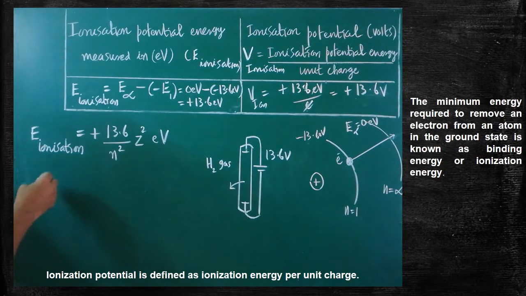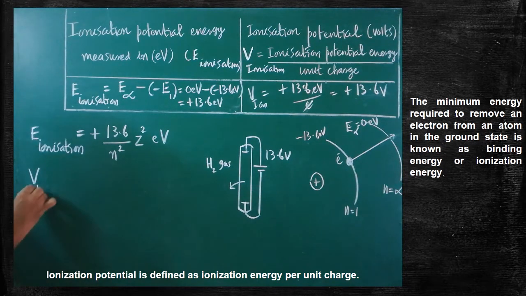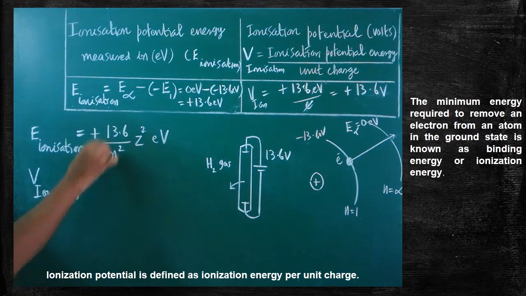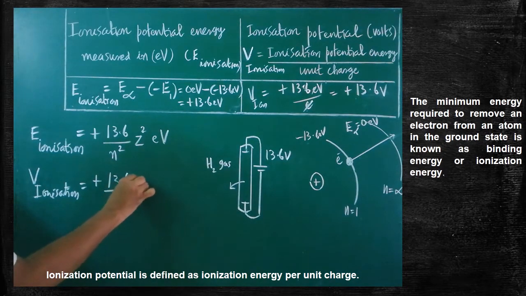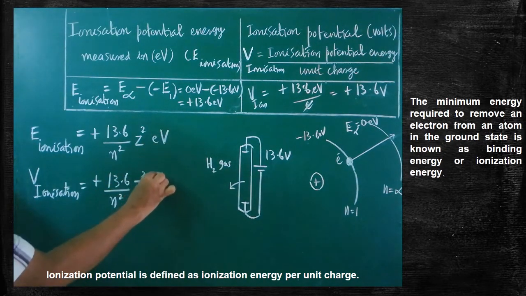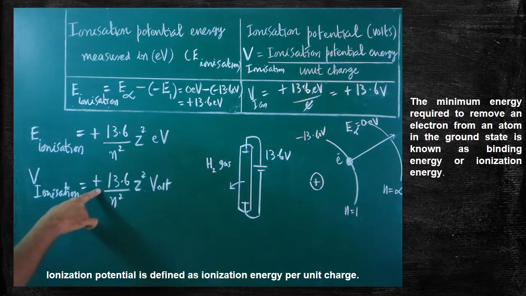Are you clear? Like that we can ionize and calculate the ionization potential energy in any element. Like that we are able to calculate the ionization potential also. So, is it clear how to calculate V ionization, that is, ionization potential? The only change is the unit: plus 13.6 divided by n square, Z square. Instead of electron volt, simply write volt as the unit. With the help of this, we are able to calculate the ionization potential in the case of any element. Both these formulas are common formulas.